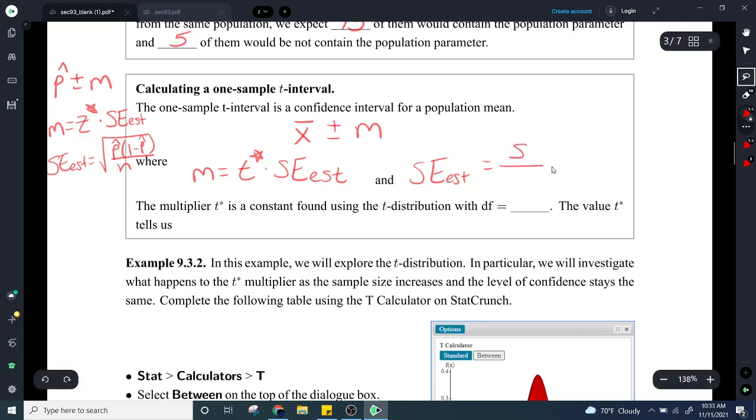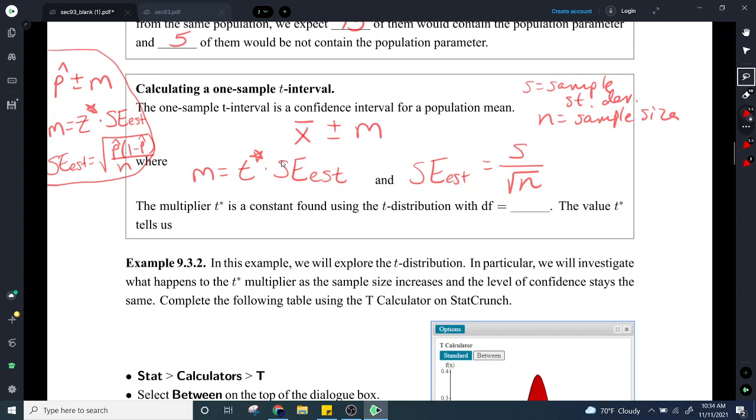It's s divided by the square root of n, where s is your sample standard deviation, n is your sample size. Let's write that down. S is your sample standard deviation, and of course, n is your sample size. All right. So as I said, this is stuff we did back in chapter 7.